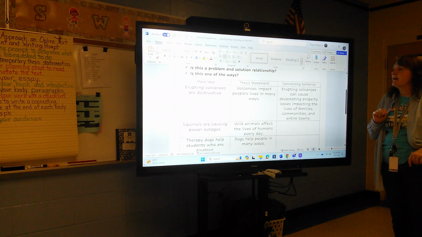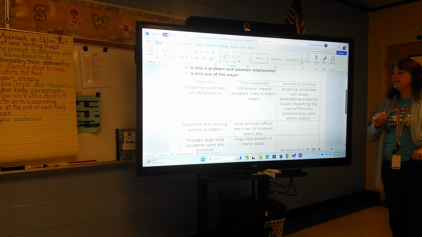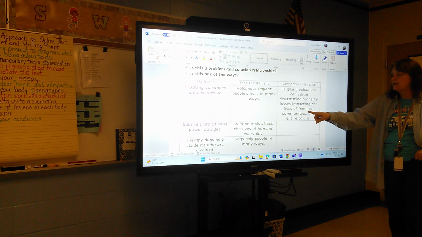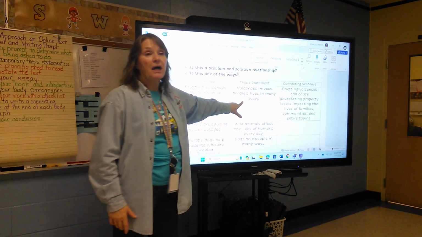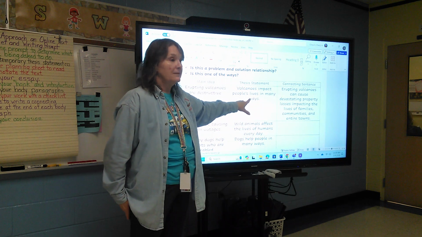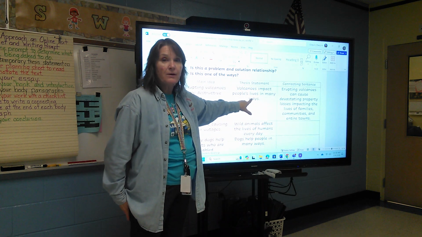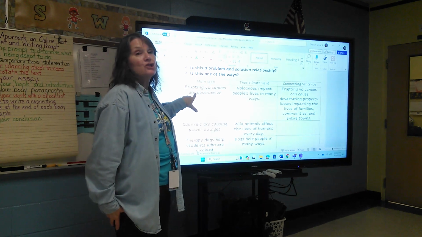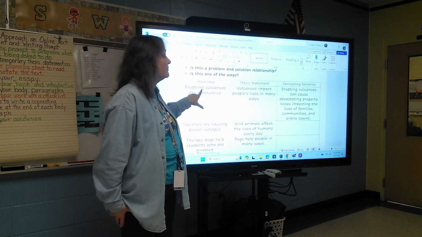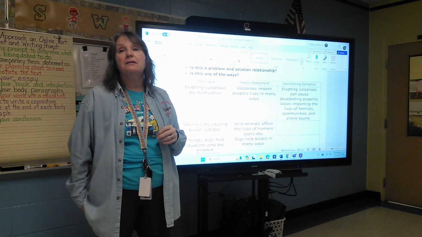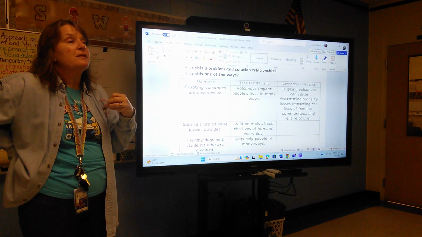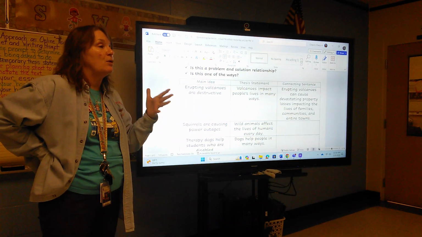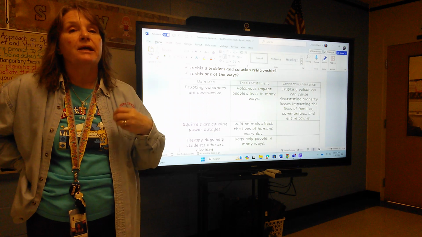So the connecting sentence might be, erupting volcanoes can cause devastating property losses, impacting the lives of families, communities, and entire towns. So, impacting people's lives, is that there in the sentence? Thumbs up if you see it. Okay. Being destructive, erupting volcanoes being destructive. Do you see that in that connecting sentence? Okay, good. I think we can see it when somebody else does it, and it's a sample, but we need more practice in doing it on our own.